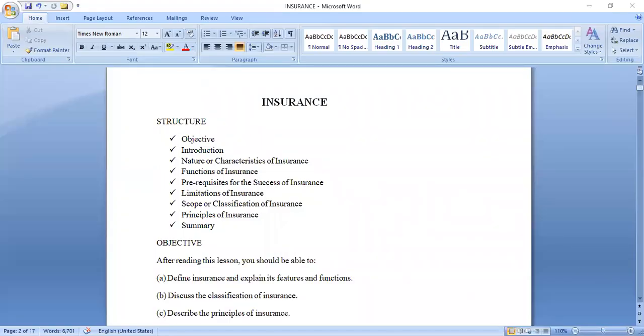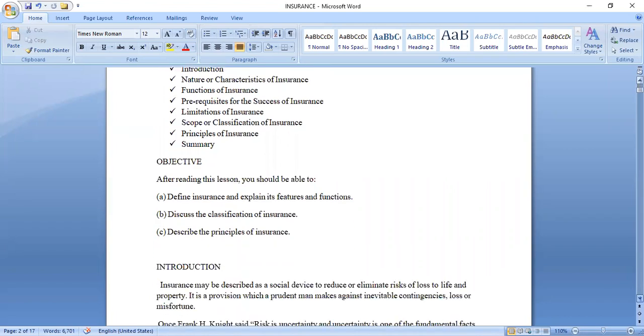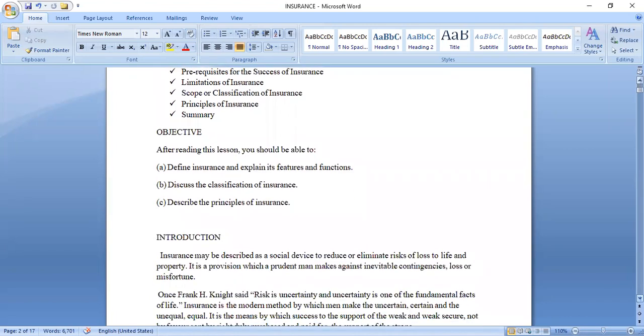At the end of this particular topic, we should be able to define insurance and explain its features and functions. We should also be able to discuss the classification of insurance, and we should also be able to describe the principles of insurance.